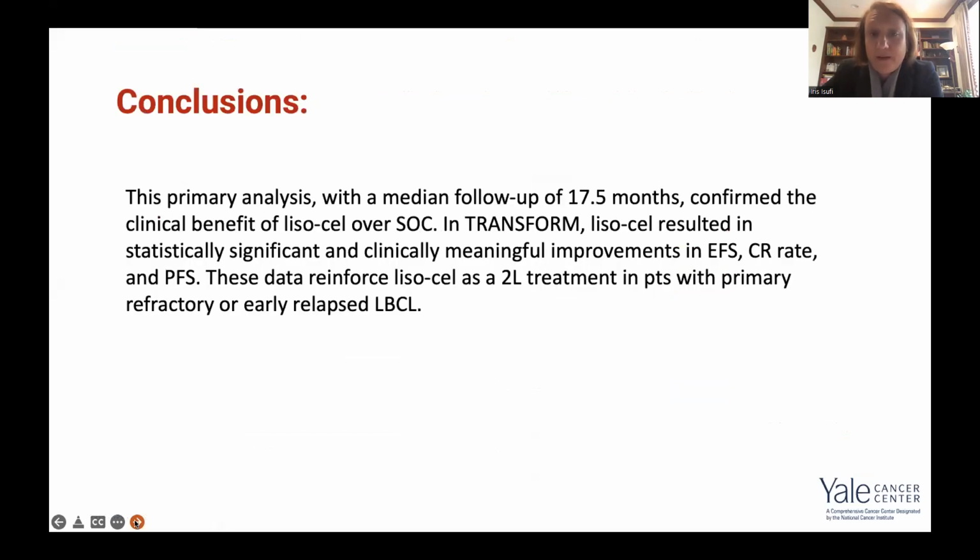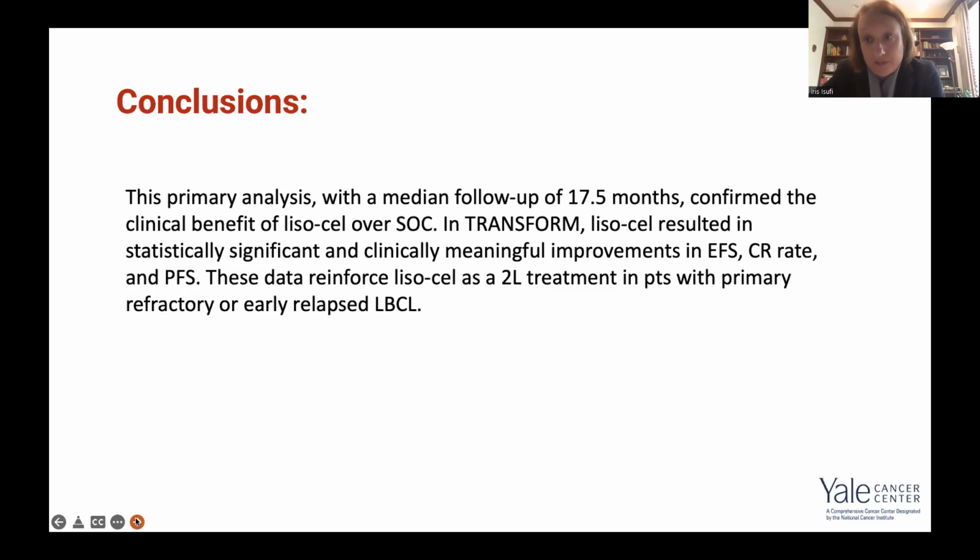So this primary analysis with almost 2 years of follow-up confirmed the significant clinical benefit of liso-cel over the standard of care. And given these very meaningful improvements in complete response rates, event-free and progression-free survival, and a trend towards overall survival, this has now been approved and is considered the standard of care in the second line for patients with primary refractory or early relapsed lymphoma.